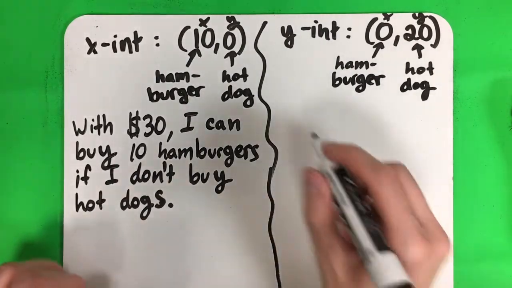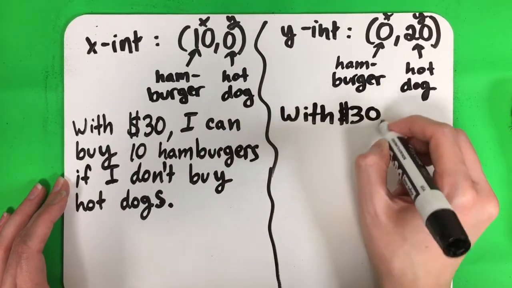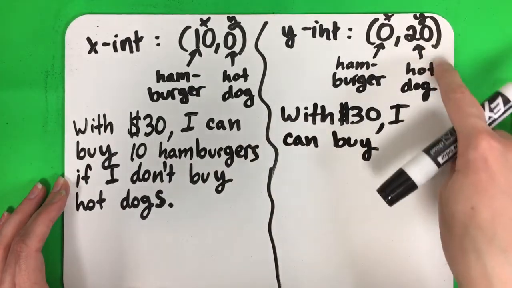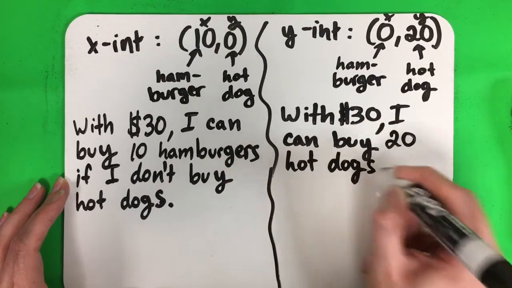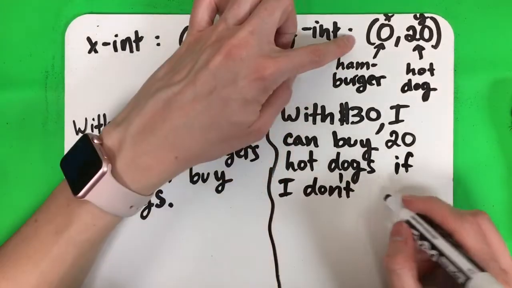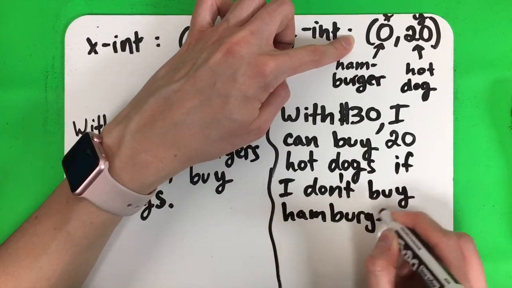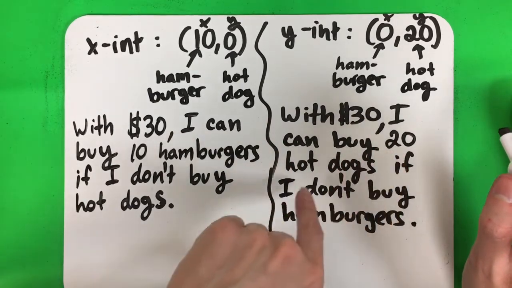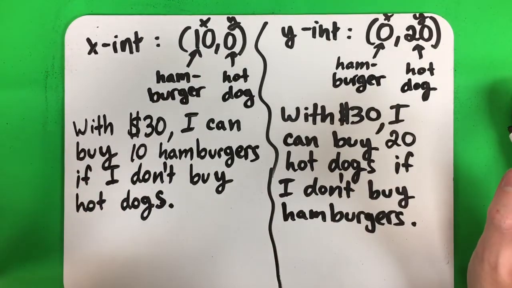Let's try this one. With $30, I can buy 20 hot dogs if I don't buy hamburgers. Con $30 puedo comprar 20 hot dogs si yo no compro hamburgers.